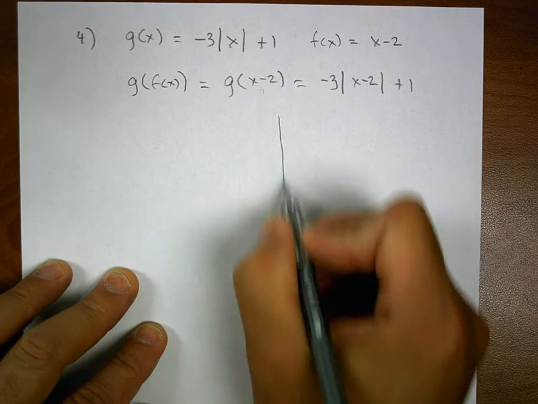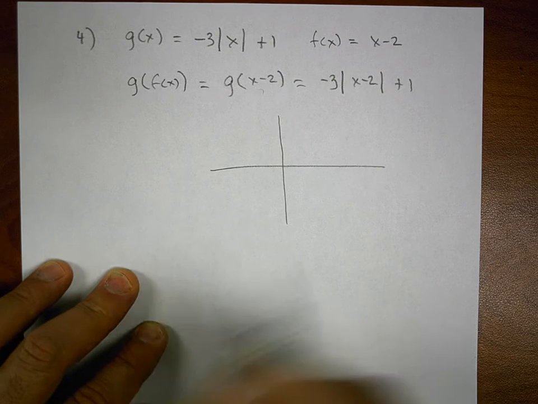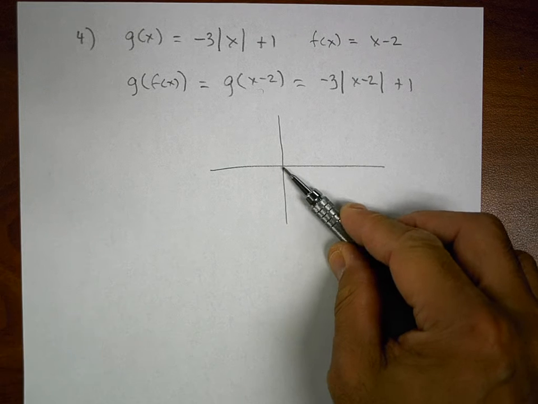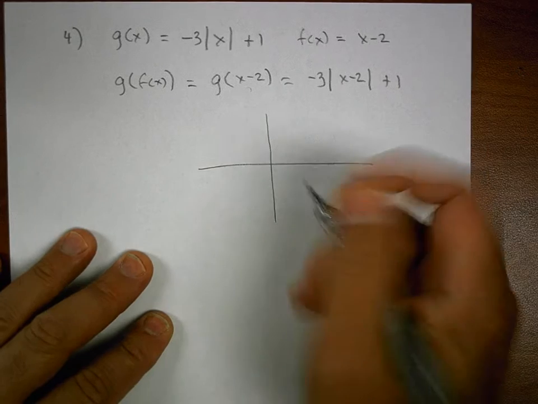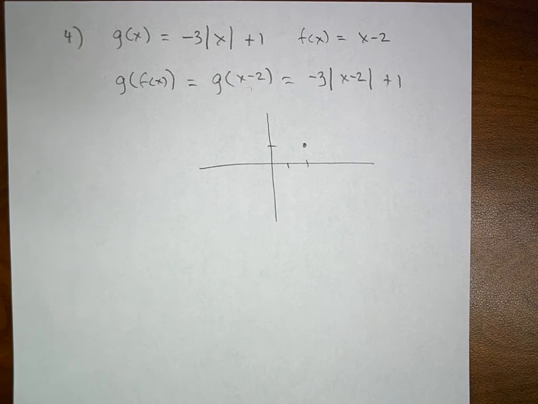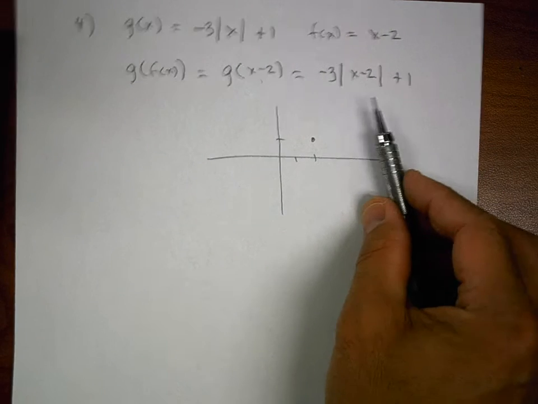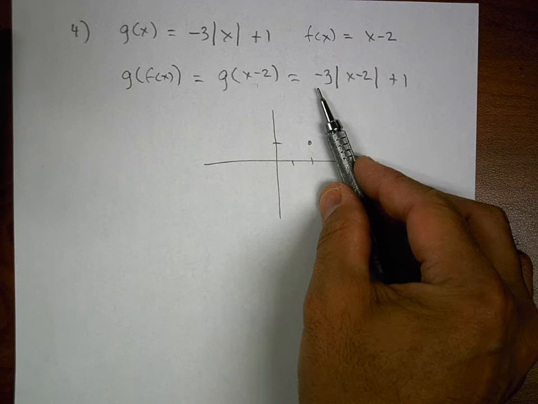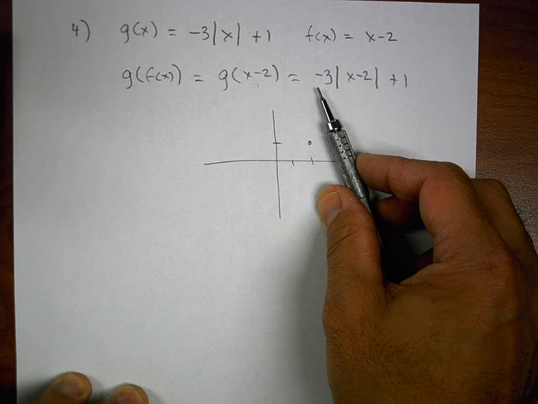Let's go ahead and sketch this. Excellent review. How does it shift? 2 to the right, up 1. 1, 2, up 1. There we go. And Laura, does this open up or down? Down. It opens down because of the negative 3.